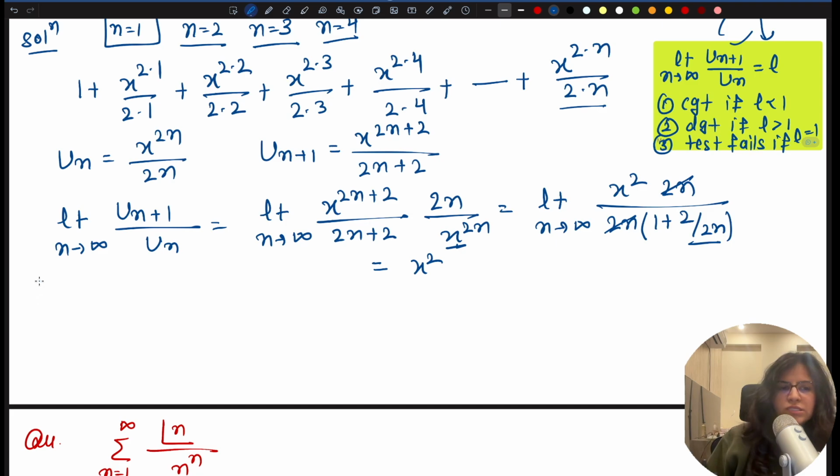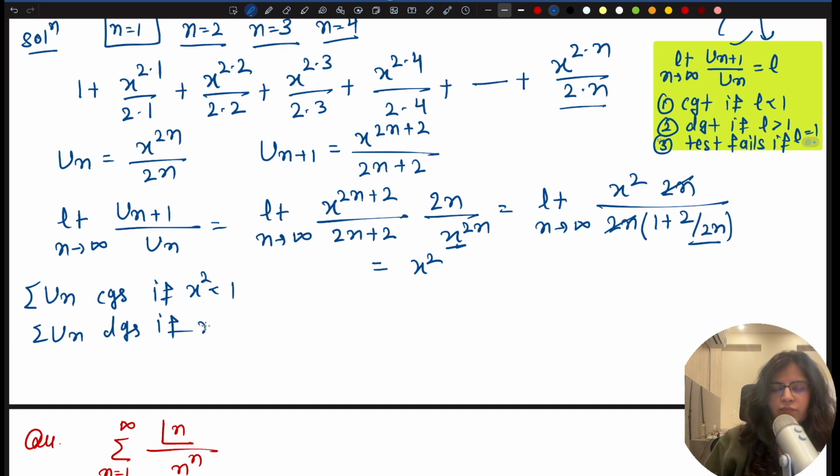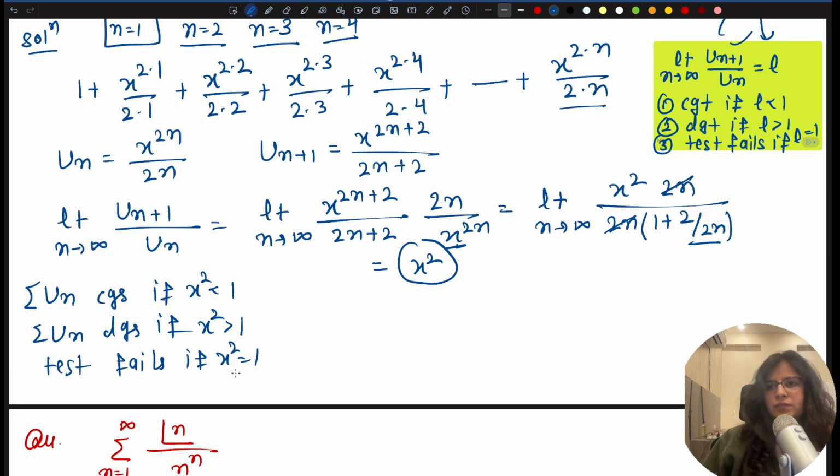So this means the series summation un converges if x square is less than 1 and summation un diverges if x square is greater than 1, but the test fails if x square is equal to 1, because the value of the limit is dependent upon x. So you have to proceed in this way, okay. So I got this result, but the test fails if x square is equal to 1.